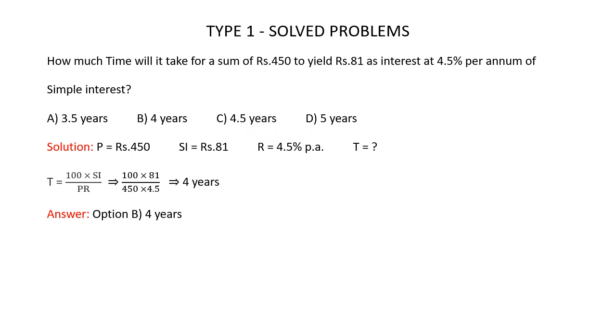So it's given that P is equal to rupees 450, simple interest is rupees 81, rate of interest is 4.5% per annum, and we are asked to find the time. Now we can find time using the formula T is equal to 100 multiplied by SI divided by PR. Substituting all these values in the formula, we get T is equal to 100 multiplied by 81 divided by 450 multiplied by 4.5. On solving this, we get T is equal to 4, which means time is 4 years. So the correct answer is option B, 4 years.